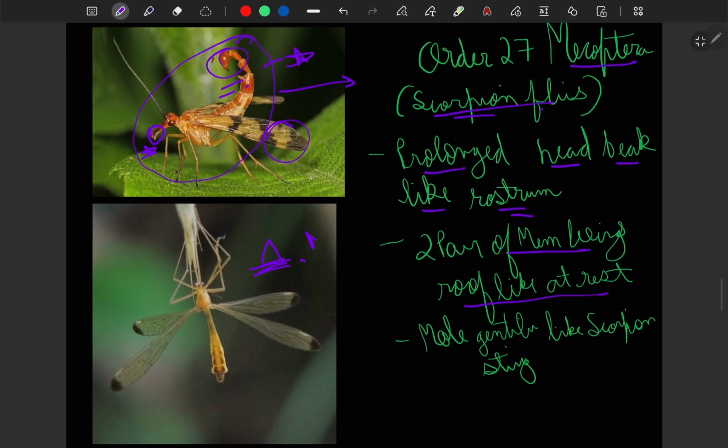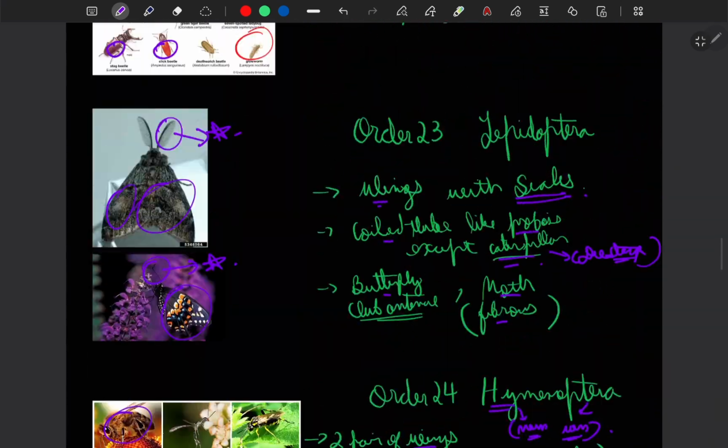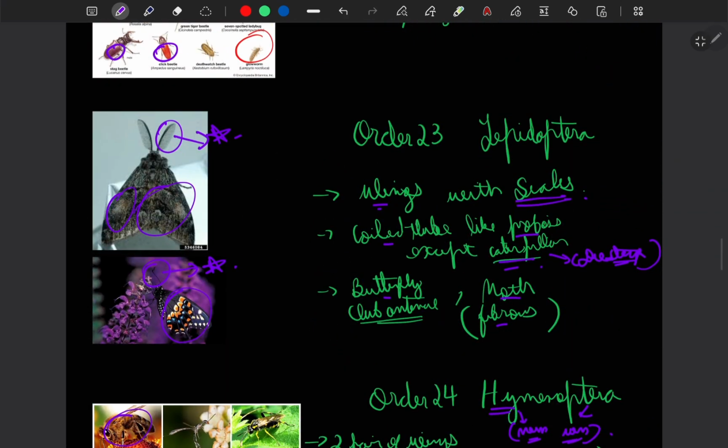Now this is a very good time for you to understand the difference between a moth and a butterfly. When a moth is at rest, it forms this roof-like structure, but when a butterfly is at rest, it forms a V-shaped structure like this. This is the feet and here are the feet. So if you have to identify whether it is a butterfly or a moth, you can identify by this distinction.